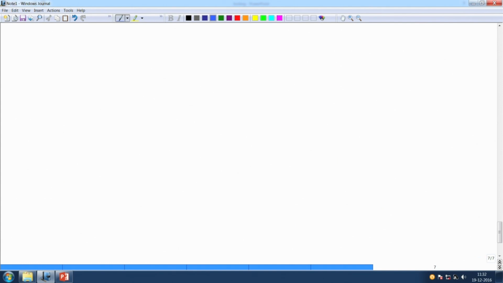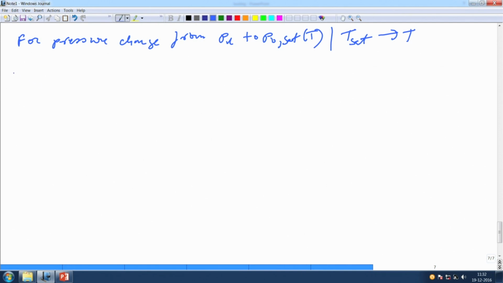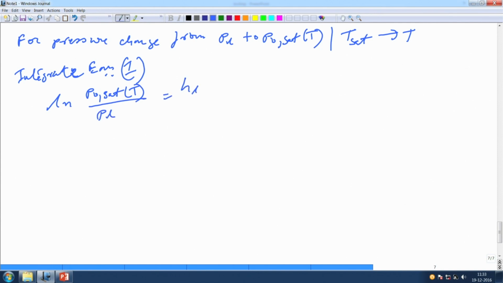Now, for pressure change from PL to PV sat T, and temperature change from T sat to T, we integrate equation 1 and we have ln of PV sat T divided by PL equal to HLV by RG into T minus T sat divided by T sat T.